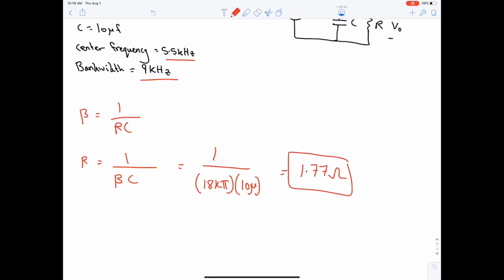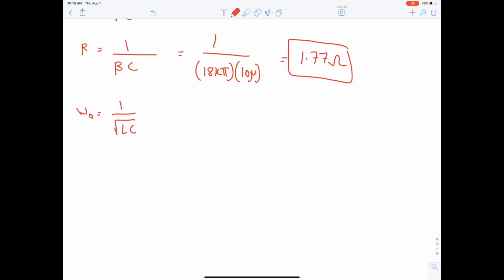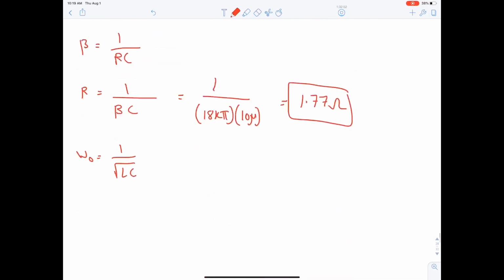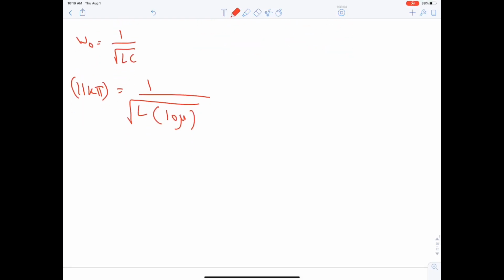1.77 ohm. Okay, we also know that omega naught is 1 over square root of LC. We know that omega naught is 11 kilo pi. L is unknown, there's a square root here, and C is 10 micro. So after you play around with the equation, you will get that L is equal to 83.73 micro Henry.